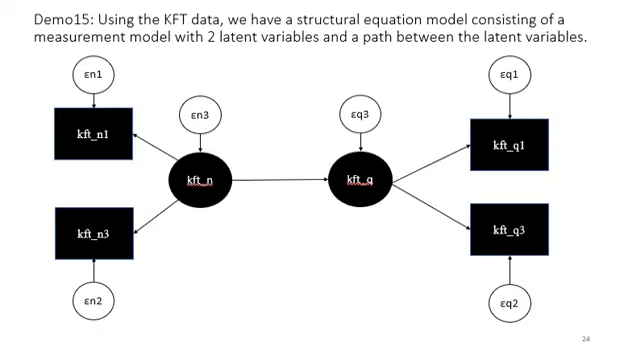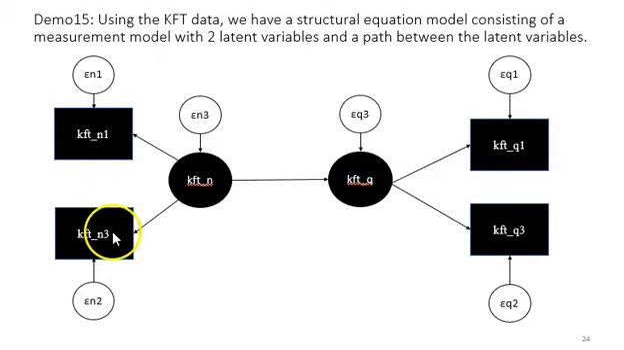So our model for Demo 15 comes from the KFT, that data from Germany on student abilities, quantitative and nonverbal. Using the KFT data, we have a structural equation model here that consists of a measurement model with two latent variables. Here's one latent variable. This refers to KFT-N, which is the nonverbal abilities, and it's measured using two observed variables, and then this latent variable predicts this latent variable. The nonverbal predicts the quantitative, which is measured by two quantitative observed variables.